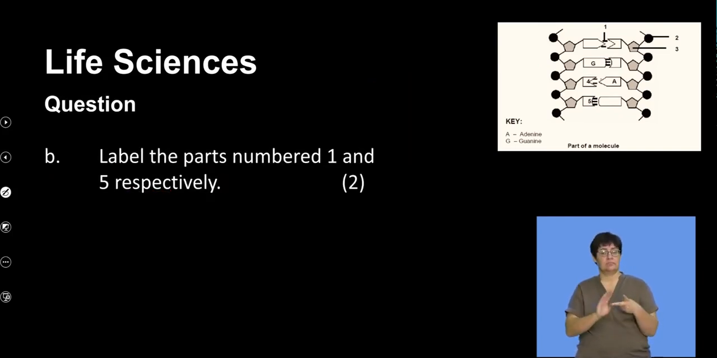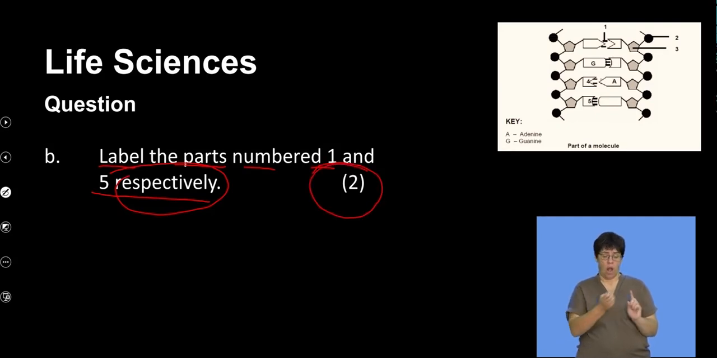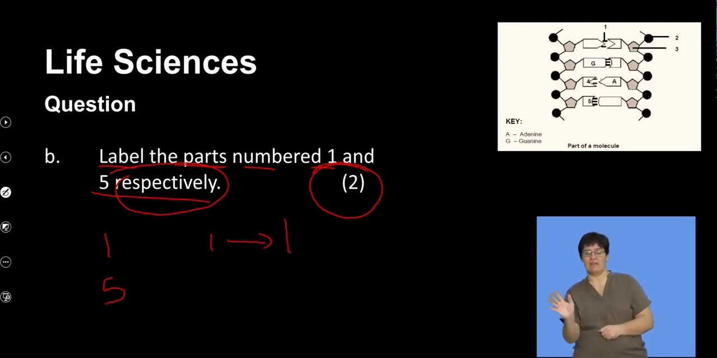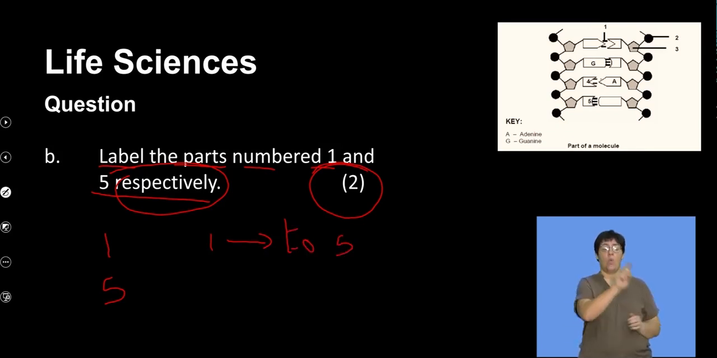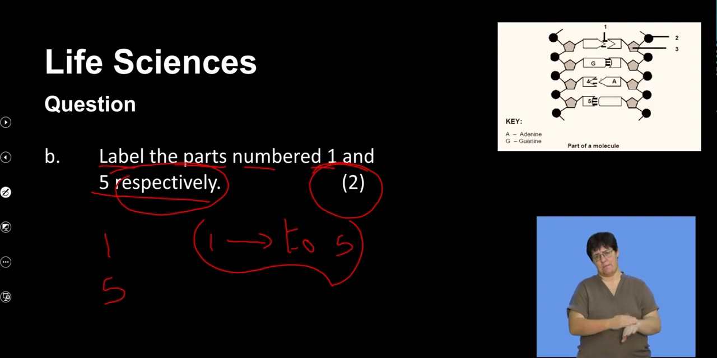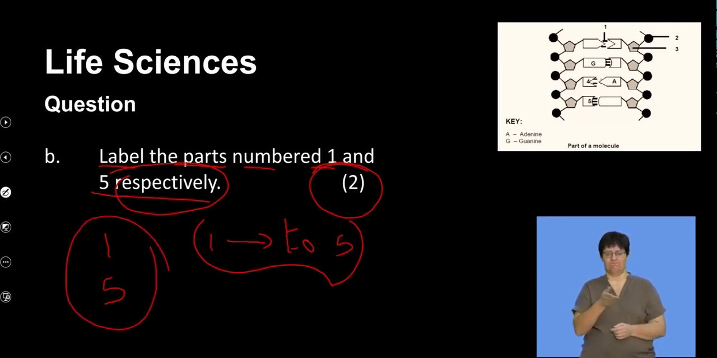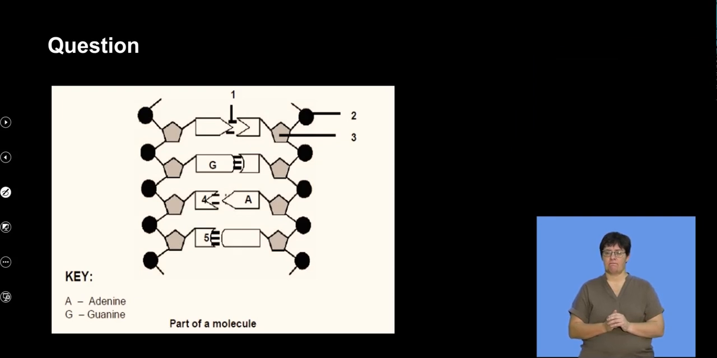The next question is label the parts numbered 1 and 5 respectively. So guys, it's important that you look at the question mark allocation. It requires that we label parts 1 and 5. It does not say 1 to 5. If you were labeling parts 1 to 5, you would have spent an extra few minutes on questions that were not necessary. So it's important that you recognize that it requires that we label parts 1 and 5. So let's get back to this image. We've got to label part 1, and I'm going to identify part 5 quickly.